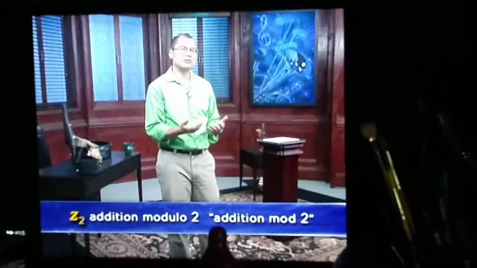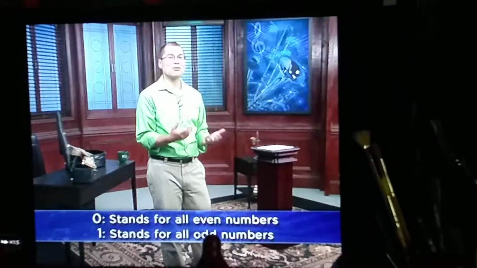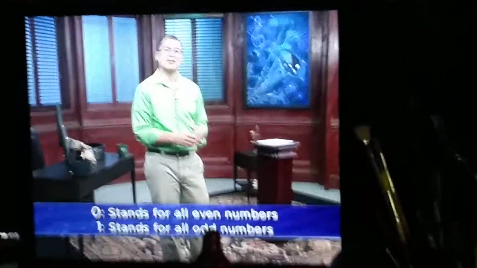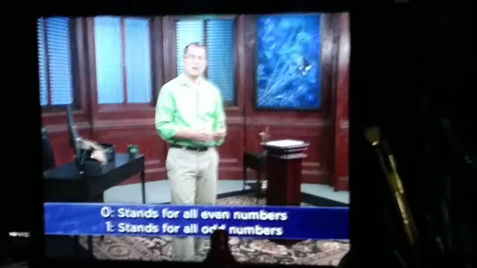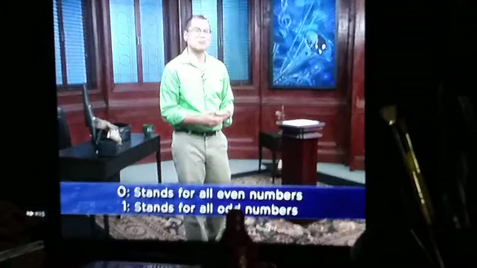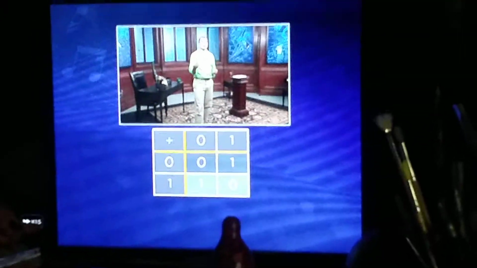Mathematicians call this group Z2, and we think of it as addition modulo 2. What you should really think about is, if you divide by 2, what is the remainder? Because the remainder is always either 0 or 1. It's 0 if it's even, and 1 if it's odd. So when we write it this way, 0 stands for all of the even numbers, because you always get a remainder 0. And 1 stands for all of the odd numbers, because that's always the remainder when you divide by 2. When we construct a table for that, it looks like this.